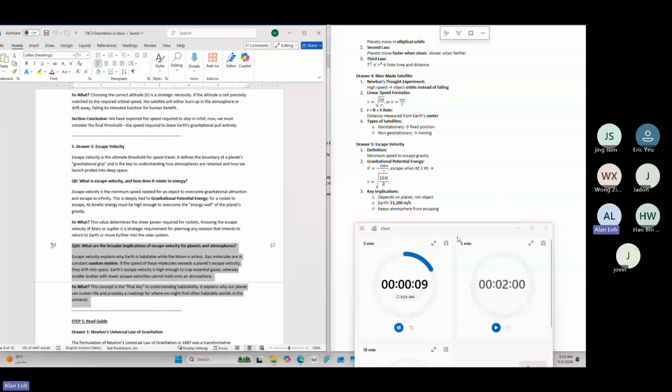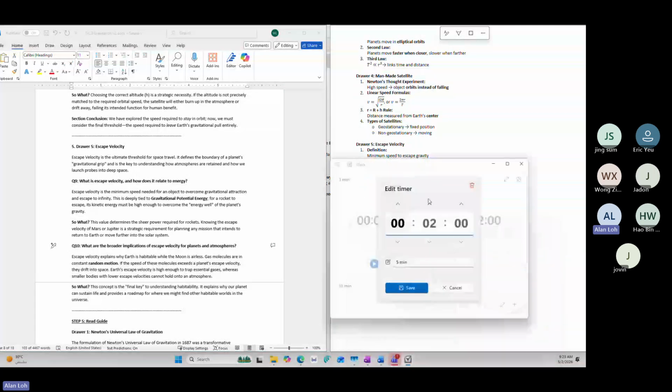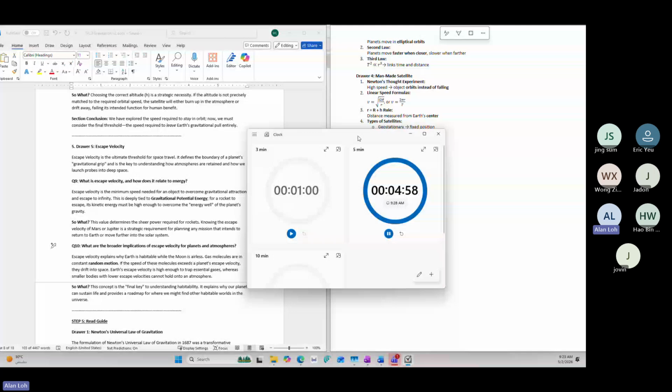Okay, let's do 5 minutes. 5 minutes break. Toilet break or water break. Okay, I'll leave this here in case you need to refer from step 1 until step 2.